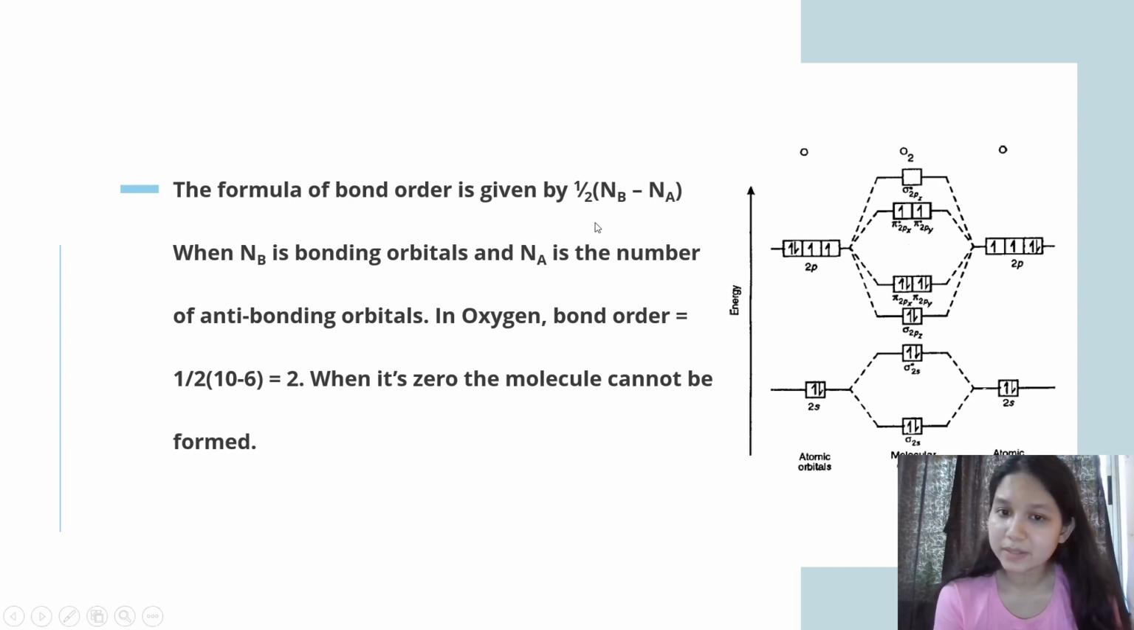Thus if you calculate half bracket Nb minus Na, you will get that the bond order in oxygen is 2. Thus the oxygen molecule will possess 2 bonds between the oxygen atoms. Can anyone recall the relation between bond order and bond length? Okay, very nice. Yes, higher the bond order, lesser will be the bond length.